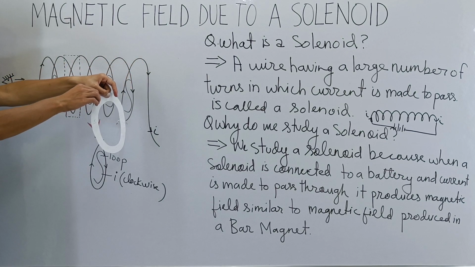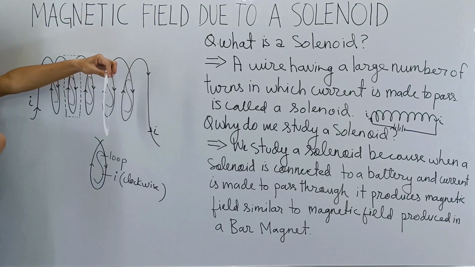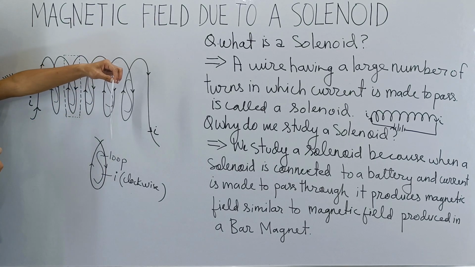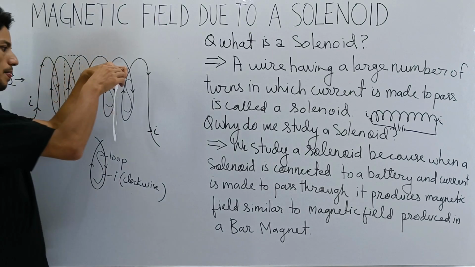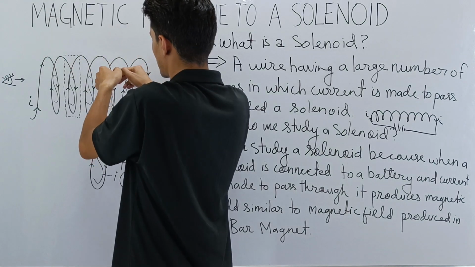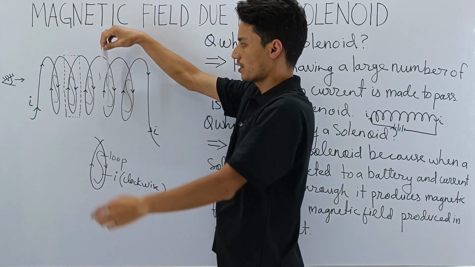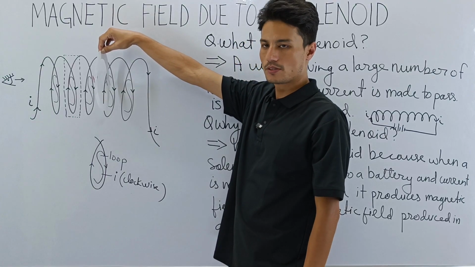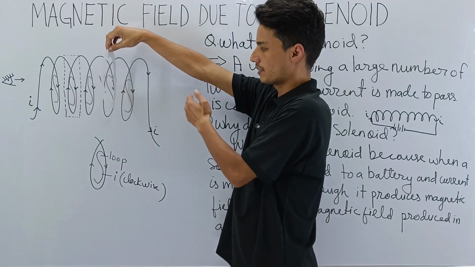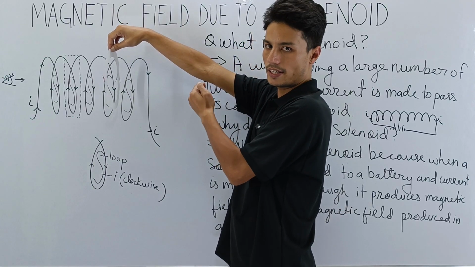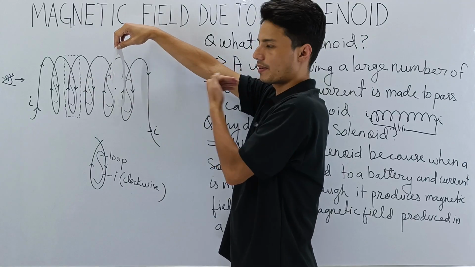So this is my first position. Now let me change my position. The solenoid will still remain in this position. The solenoid does not change. It is me who will change my position. So I have changed my position. Now I'm at the other side, on the right side. Previously I was there. Now I'm here.